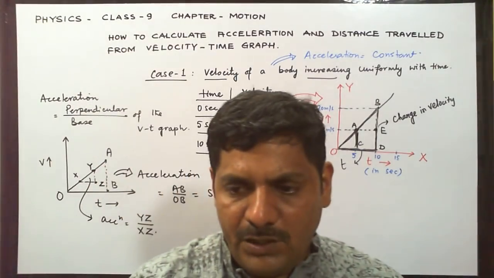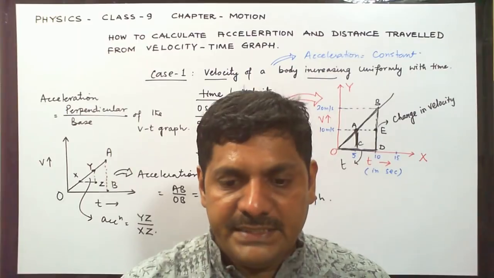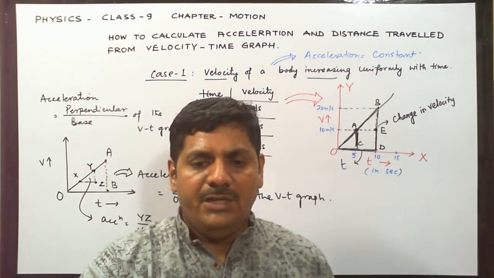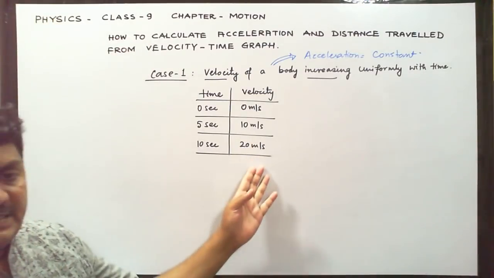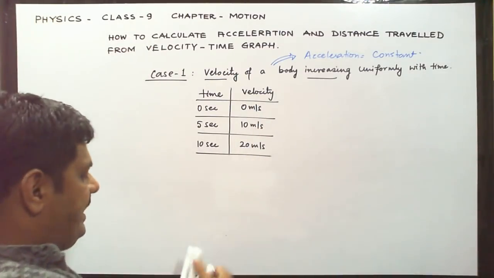Now let us talk about how to calculate the distance traveled by the body from the velocity time graph. So let us take the same data again and draw the graph again.